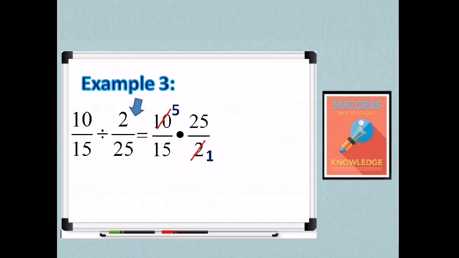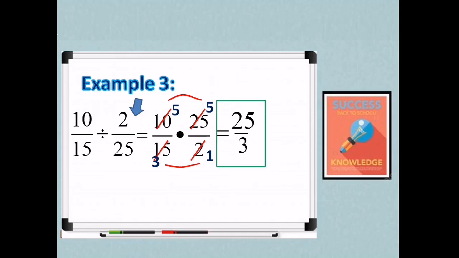What else? We can also cancel 25 and 15. The common factor is 5. So 25 divided by 5 is 5. Then 15 divided by 5 is 3. Then after cancellation, so numerator times numerator, 5 times 5 is 25. And then 3 times 1 is 3. So we have 25 over 3. So that will be our final answer. So that's how we divide a fraction. So just remember the steps that I have mentioned.